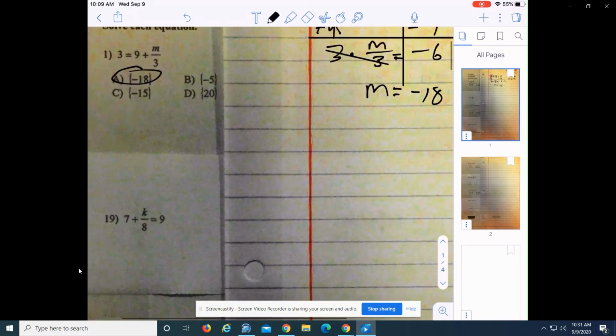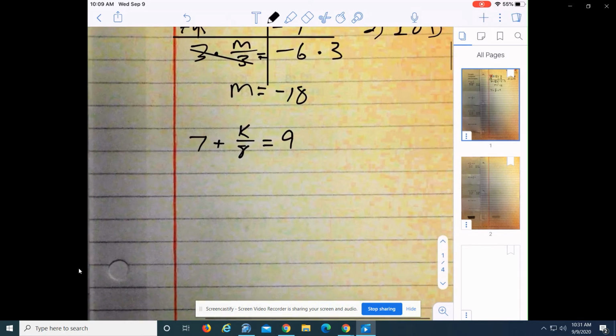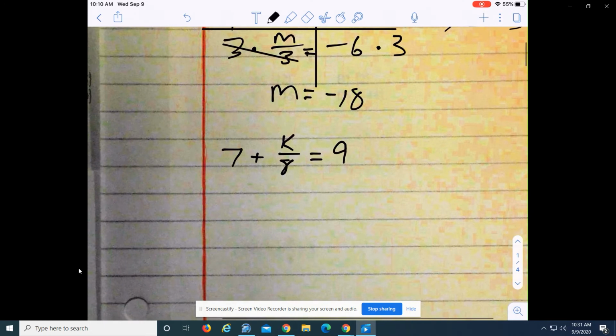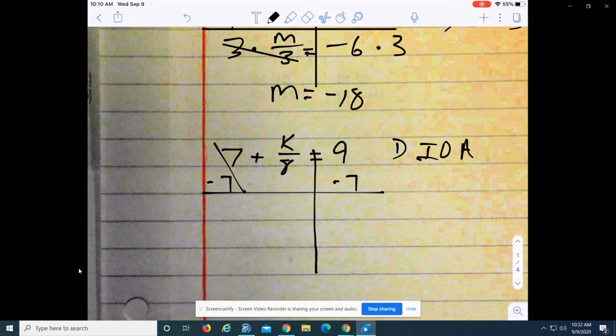Looking at the next problem, it says 7 plus k over 8 equals 9. I'm going to do the problem the same way. The first step is going to be the inverse of addition, again because the 7 is positive. Minus 7 on both sides of the equal sign. And so the 7's cancel out, k over 8 drops down, equal sign drops down. 9 minus 7 is 2.